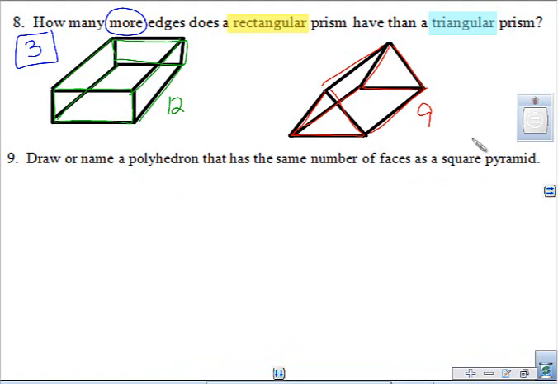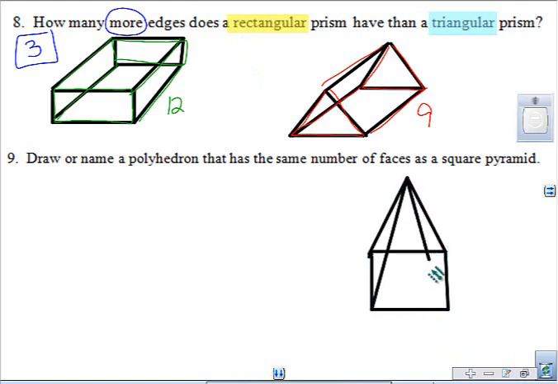If you can't picture it in your head to count the number of faces, again, you could draw a square pyramid. So you have a square base. Remember, in a pyramid there's just one base, and then all of the vertices of the base come up to a common vertex, which means all of the lateral faces are triangles. So we've got the left, the right, the front, and the back, and the bottom. So that is a total of 5 faces.